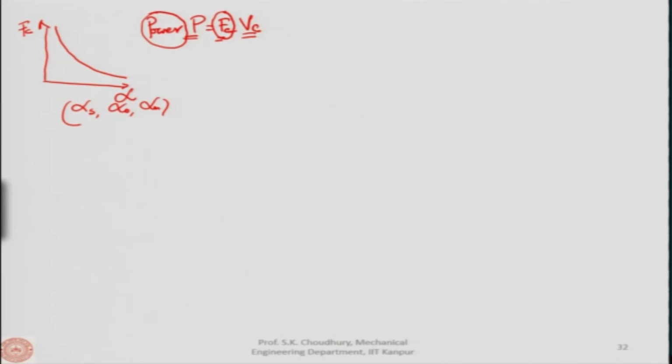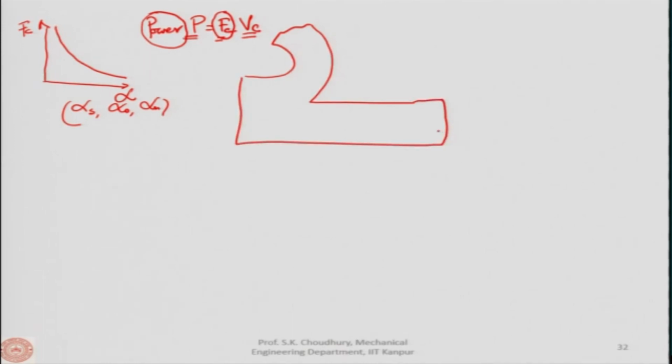Why does it happen? The physics behind this can be explained in the following way. Suppose we have the cutting process viewed, I am just exaggerating that, because otherwise it will be difficult to explain. Let us say this is the workpiece.